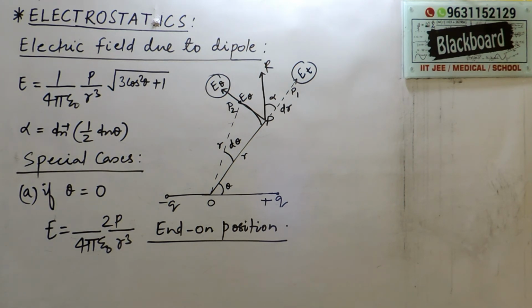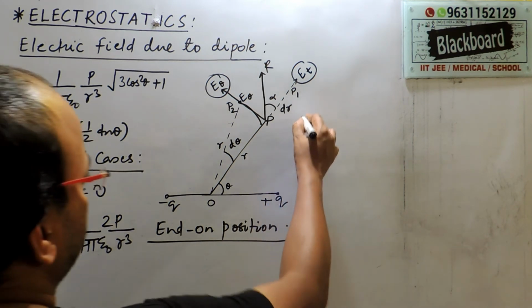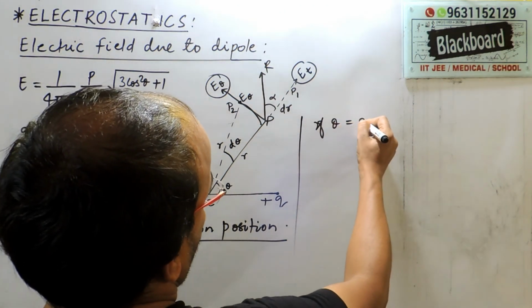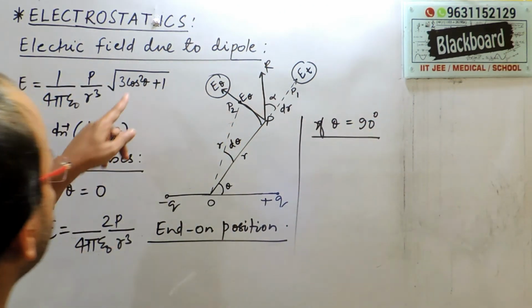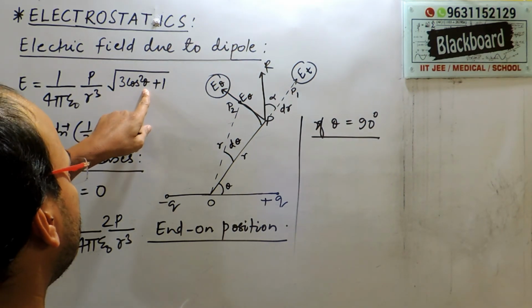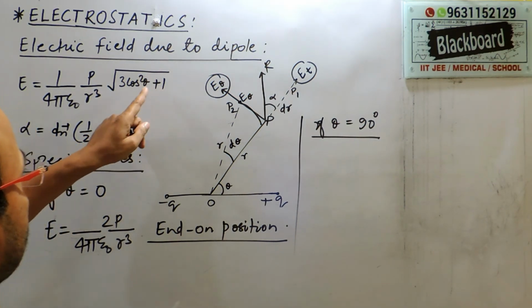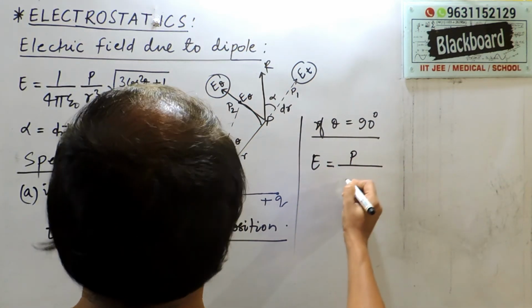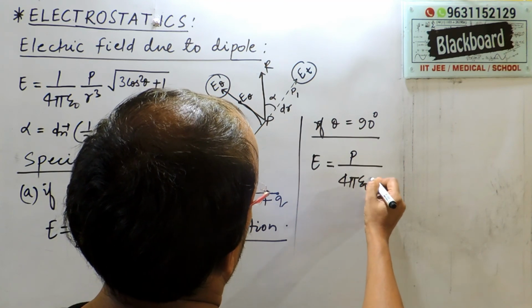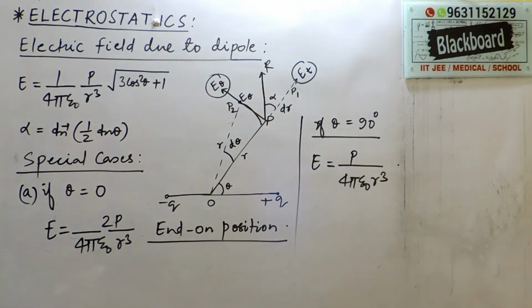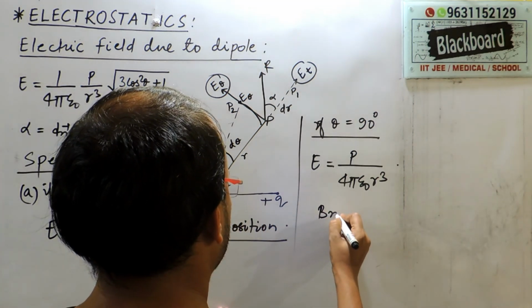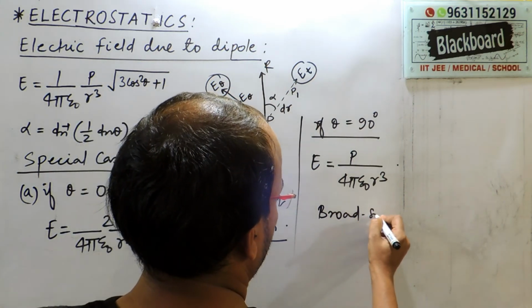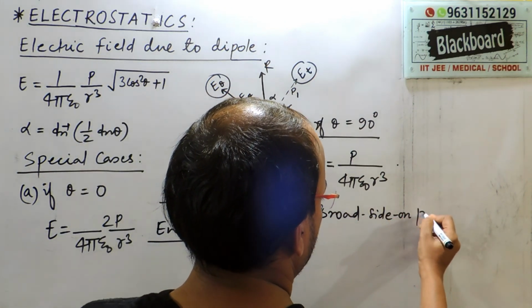Now if theta is 90 degrees, cos 90 is 0, so this will be root of 1, which is 1. In this case the field is p by 4 pi epsilon naught R cube, and such a position is called the broadside-on position.